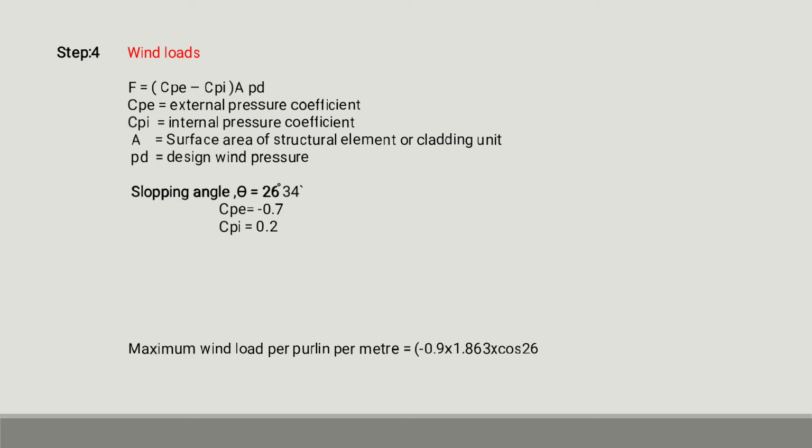In most problems, CPE and CPI are constant values. Then F is equal to (minus 0.7 minus 0.2) into PD. PD is equal to 1, so 0.9 into 1, F is equal to 0.9 kilonewton per meter square. Then maximum wind load per purlin per meter is equal to 0.9 into 1.863 into cos 26 degree 34 minutes, so 1.5 kilonewton.